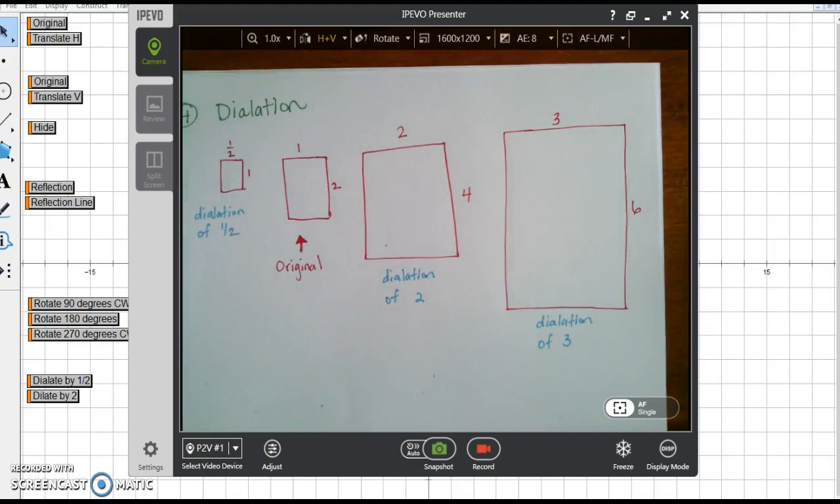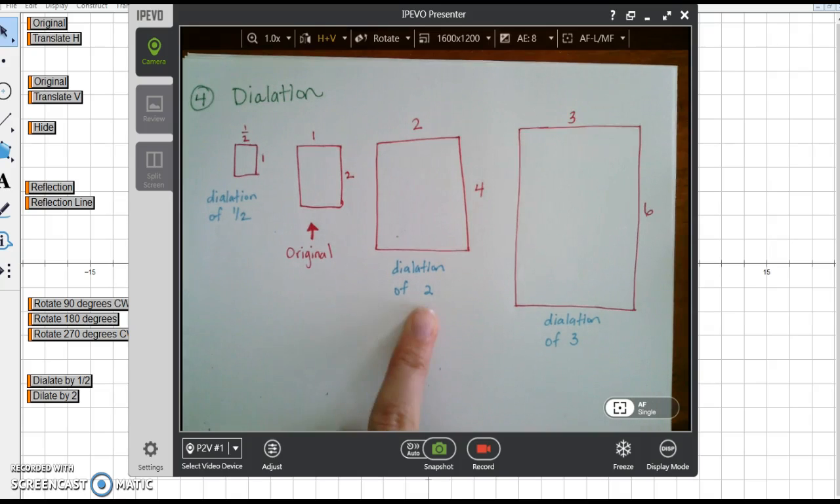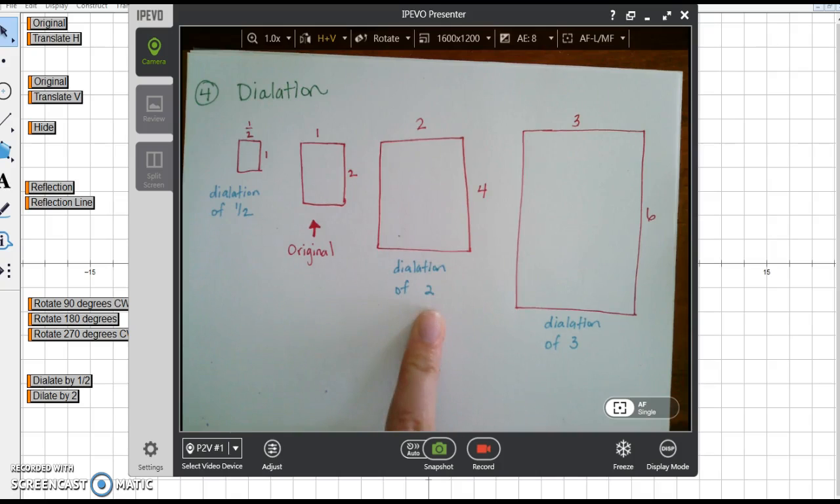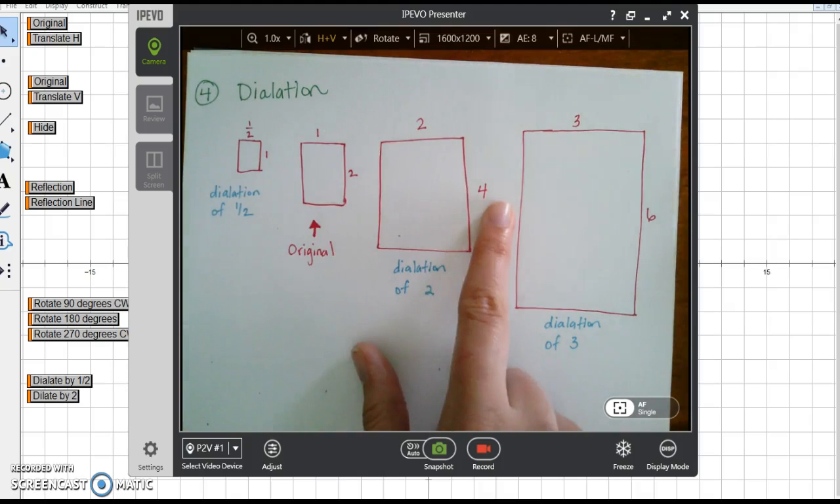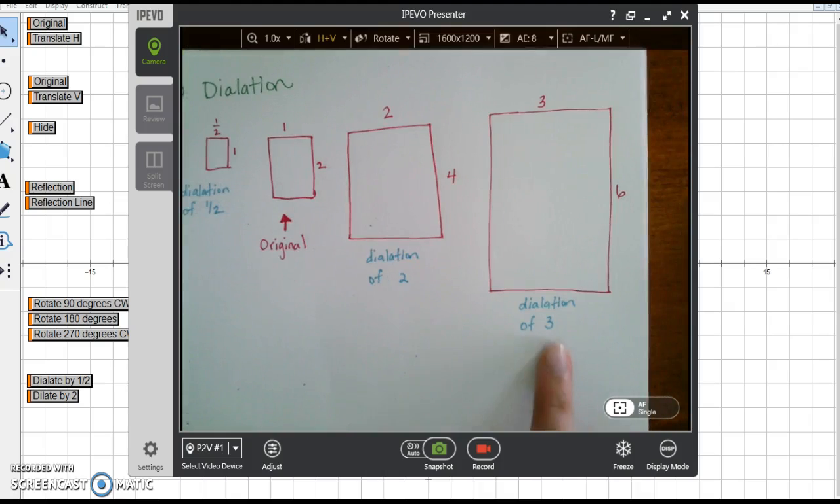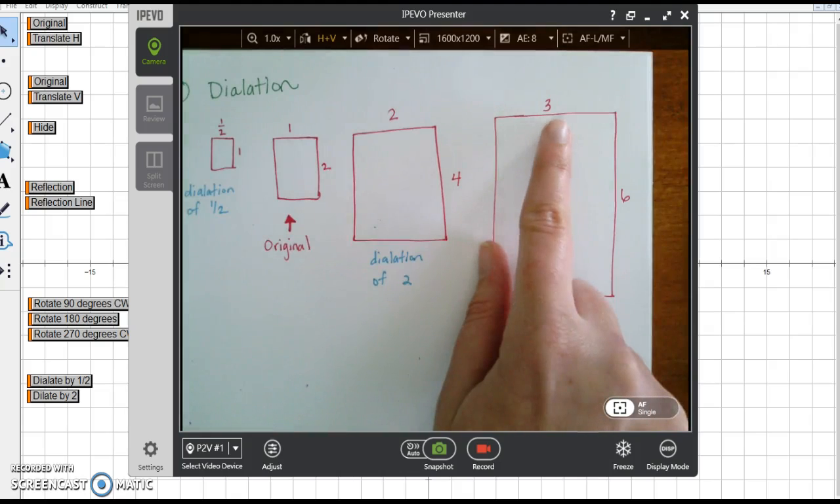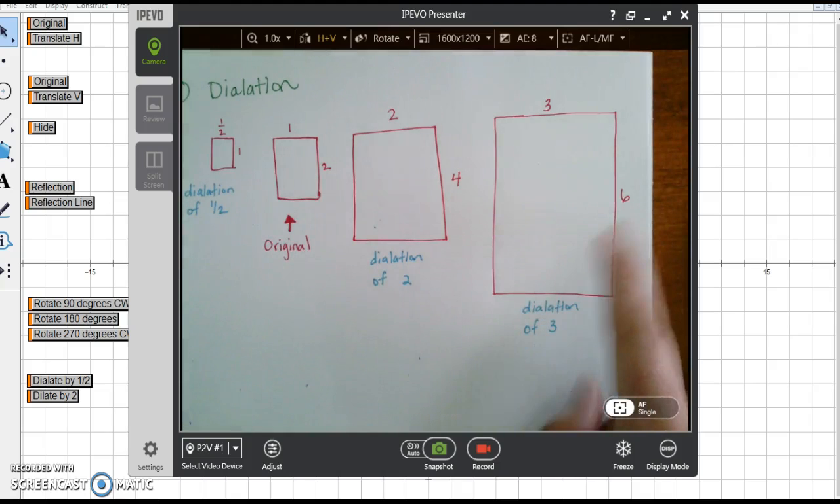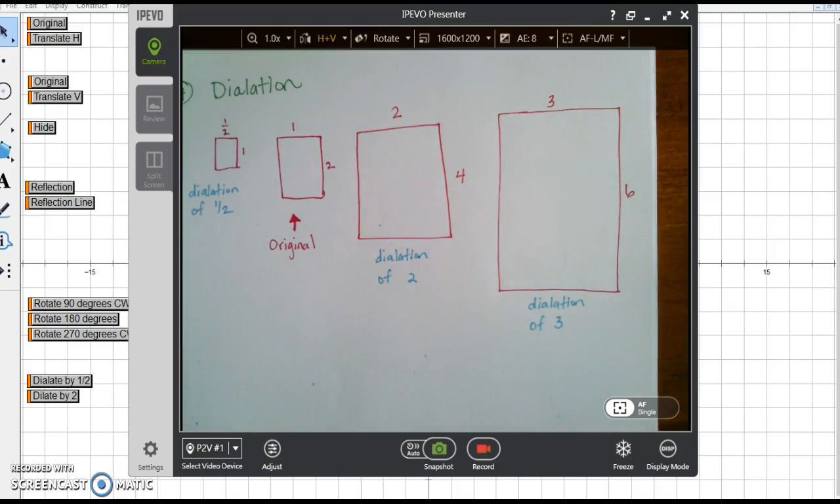But dilations go in both directions. I can make it smaller, or I can have a dilation that makes it bigger. Anytime I have whole numbers that are my dilation, so this one's a dilation of 2, which means it's 2 times as big as this one. So my side of 1 is now 2, my side of 2 is now 4. I can even go even bigger and have a dilation of 3. So my side that was 1 is now 3, and my side of 2 is now 6. This one is 3 times bigger than my original. Dilations just get bigger and smaller.